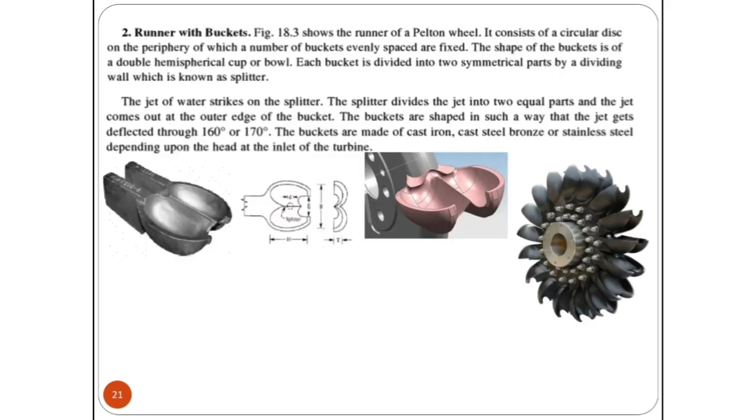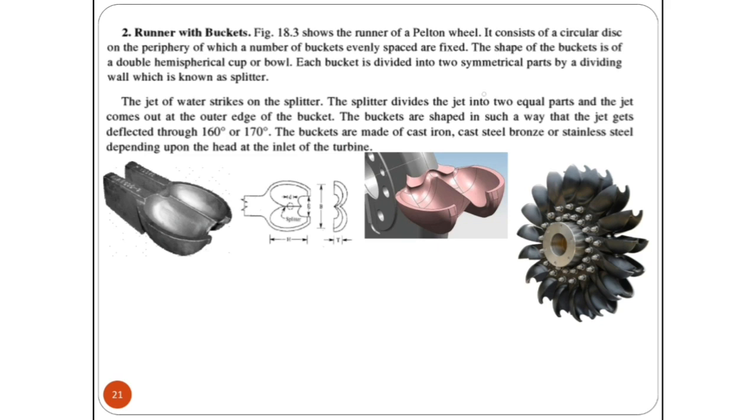So going with the second part, that is the runner with the buckets. It consists of a disc on the periphery of which a number of evenly spaced buckets are fixed. You can see this is a circular disc to which the number of buckets are fixed. The bucket is nothing but this thing. The shape of the bucket is a double hemispherical cup or a bowl. So you can see in figure 1, the buckets consist of a double hemispherical cup or bowl shape.